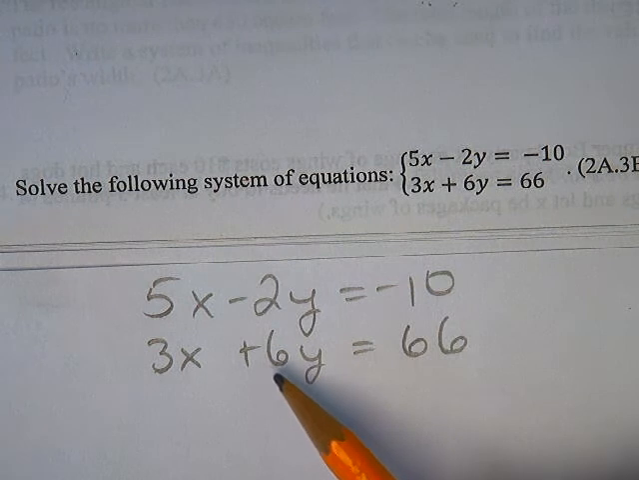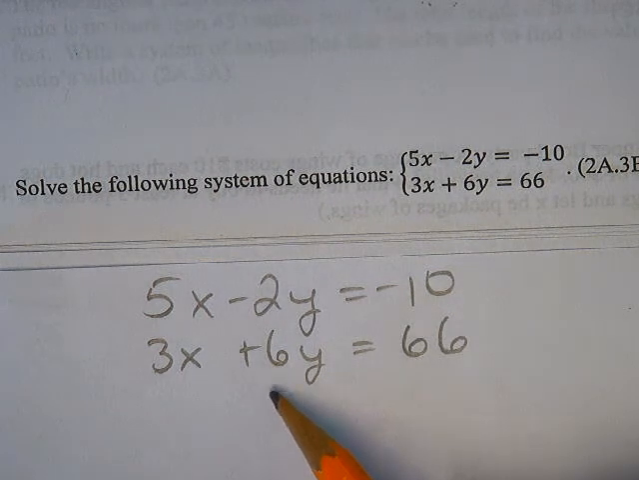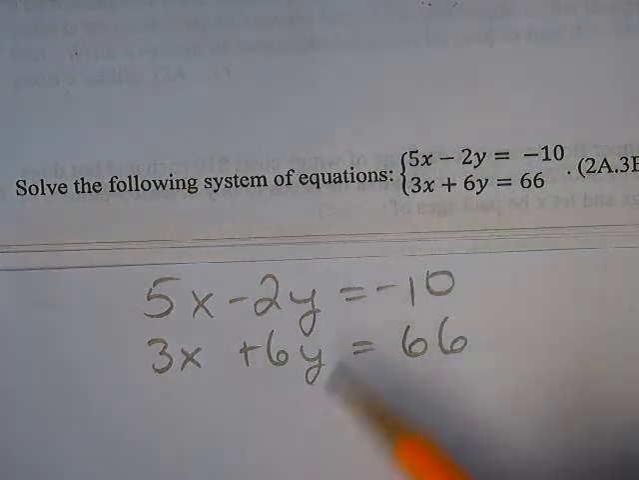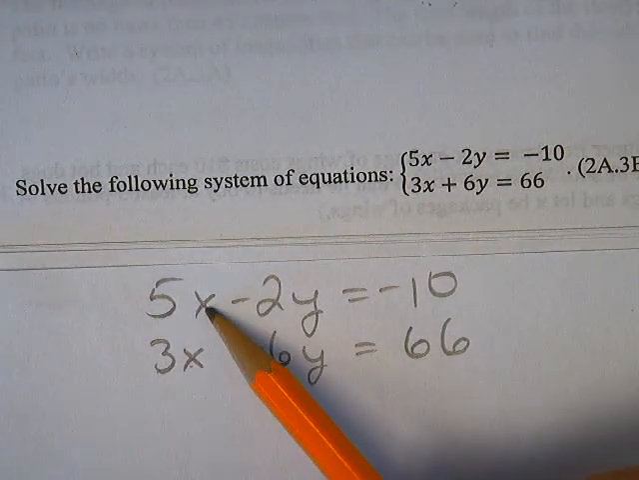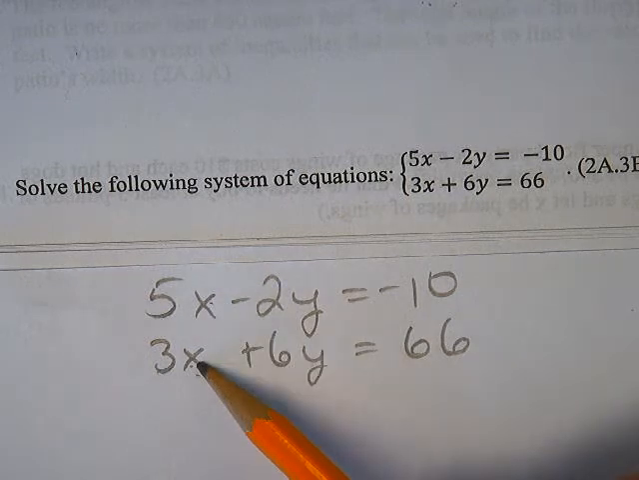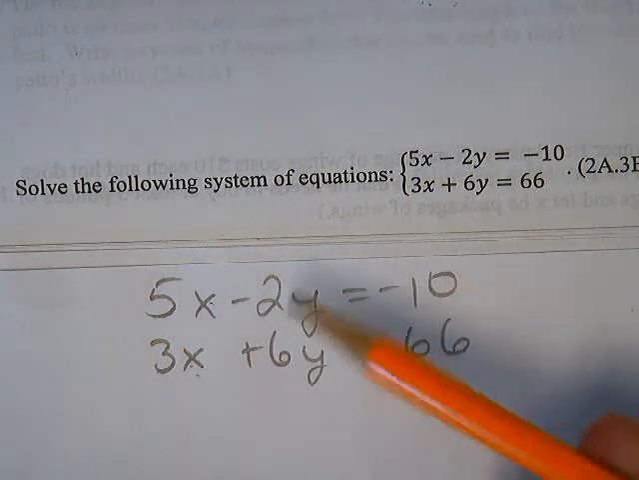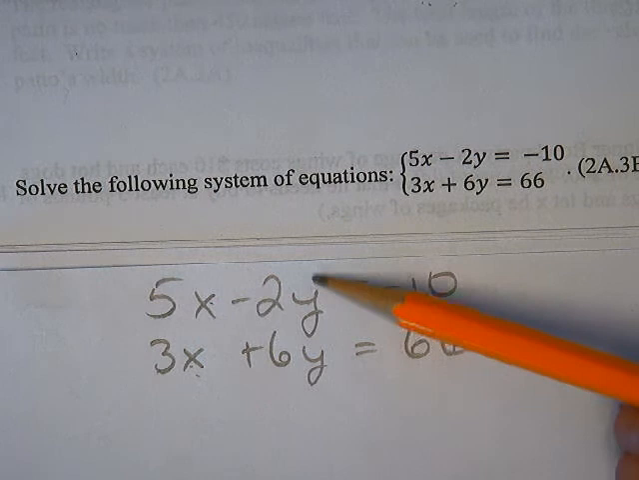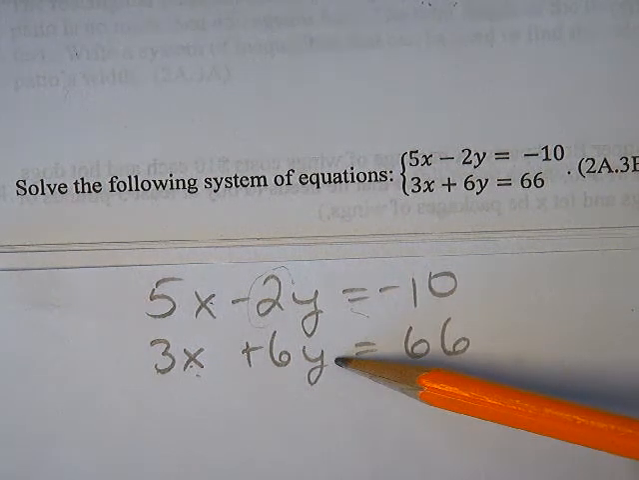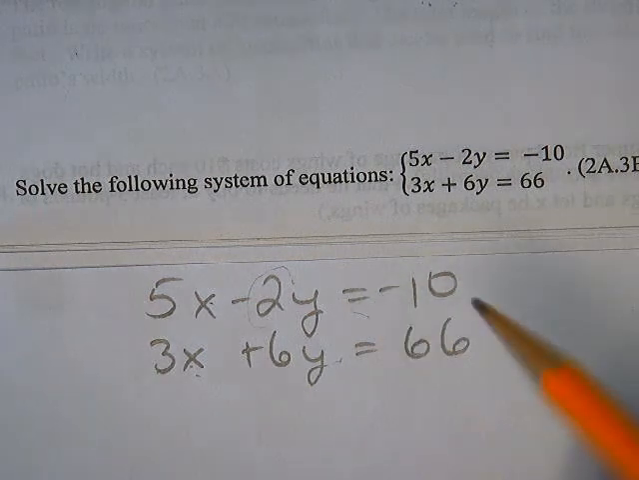None of my values have the same coefficient, so I'm going to have to multiply at least one equation by some amount. To get my x's to cancel, I would have to multiply the top by 3 and the bottom by negative 5. To get my y's to cancel, I would have to multiply the top equation by 3, and I don't need to multiply the bottom equation. So I'm going to use that.